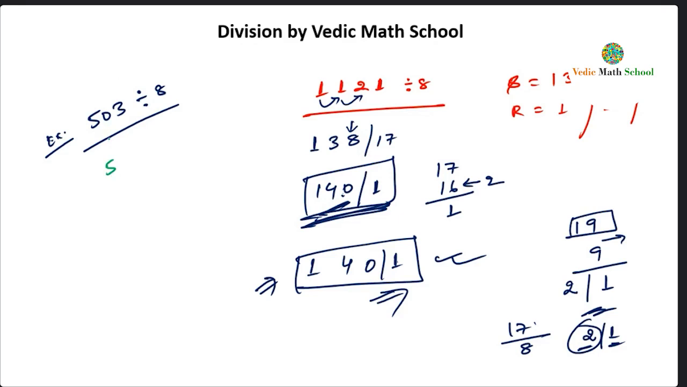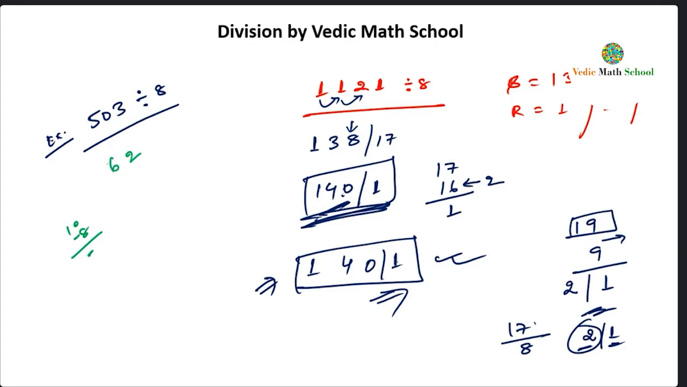Now 5 is going to double. So 5 times 2 is 10, 10 plus 0 is 10. Now 10 minus 8, that is what? 2. And this 5 will become 6. So 5 will become 6, and this is 2.